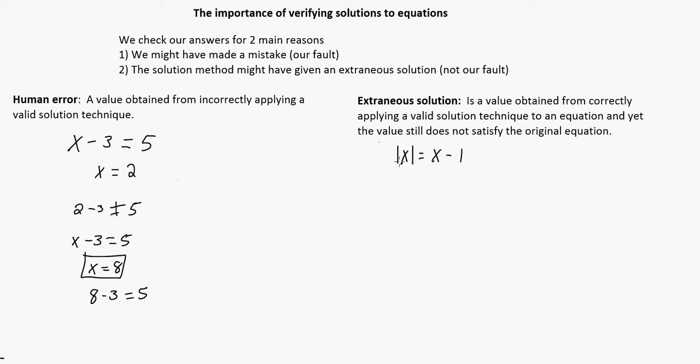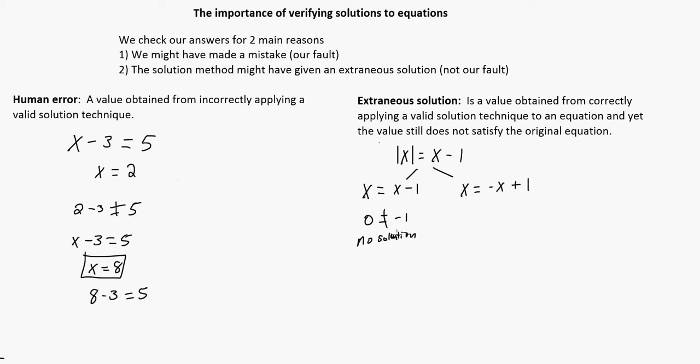Okay, so we know the solution technique that I've shown in the videos. We set up two equations, x equals x minus 1, and then the other equation is x equals negative x plus 1. On this equation over here, we quickly find that there's no solution. You subtract x from both sides, and you have 0 equals negative 1. That's never true for any value. There's not a value of x I can plug in that'll make 0 equal to negative 1. So there's no solution here.